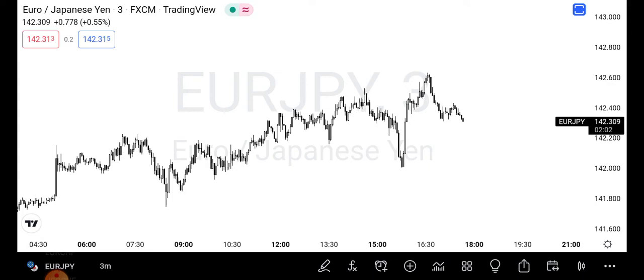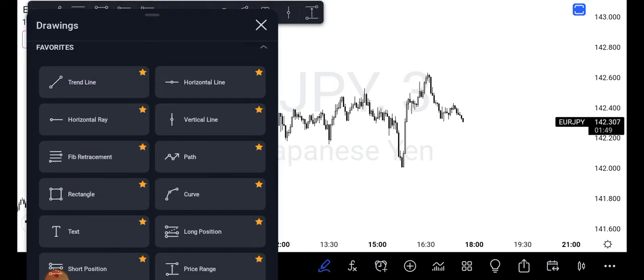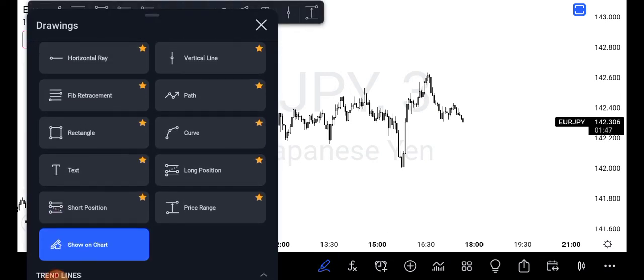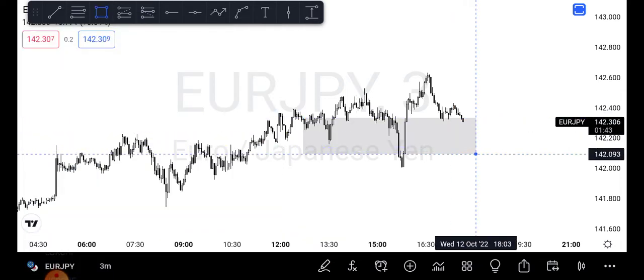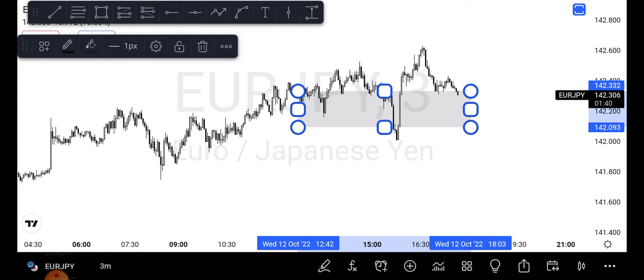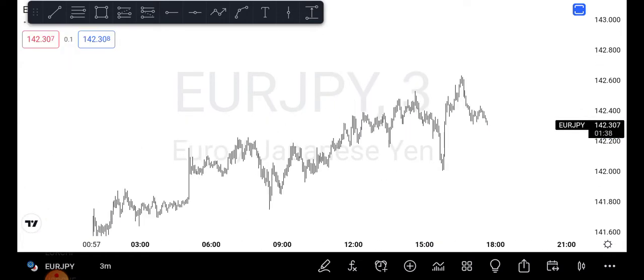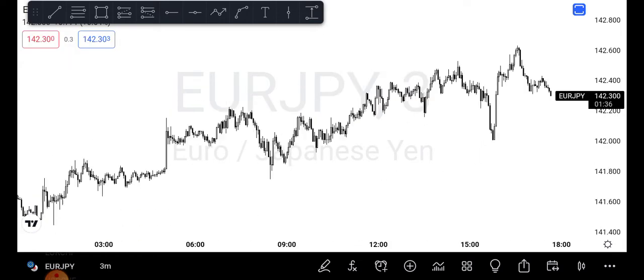And for you to draw your zone, your support or demand zone, you need to make use of the rectangle tool. You click here where you get the tools, then you keep scrolling until you get the rectangle. It's here, right? You click on it. So whatever you want to draw, you draw it on your screen. Okay, so now I'm using the Euro JPY charts.